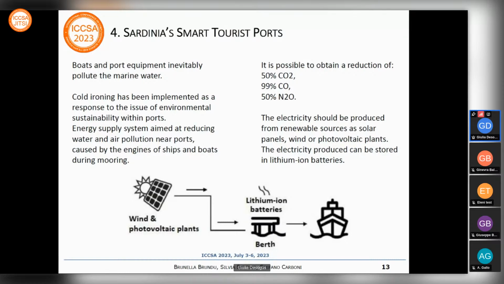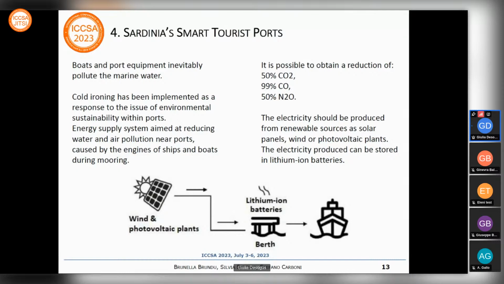generation. Cold ironing for us has been implemented as a response to the issues of environmental sustainability within ports, which is an innovative energy supply system aimed at reducing the water and air pollution near ports. Through this process, it's possible to have electricity in the docks so that parked yachts and boats no longer need to keep their engine running while moored, as they will be able to use the electricity directly from the pier.